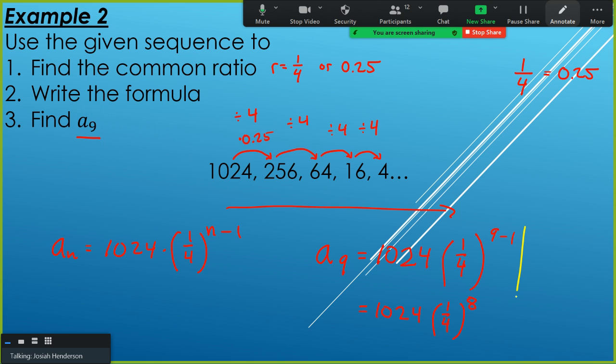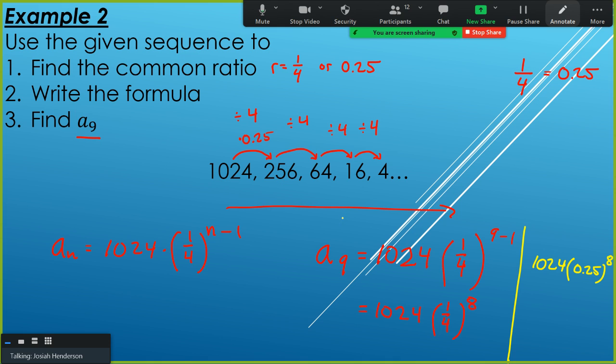We can alternatively write this as 1024 times the decimal 0.25 raised to the 8th power. Why is that okay? Because 1 over 4, that fraction, is 0.25. It's just two different forms of the same value, two different ways to write it. And honestly, I think the decimal might be easier to work with in this case. If you type in your calculator 0.25, exponent 8, we get a big funky decimal.